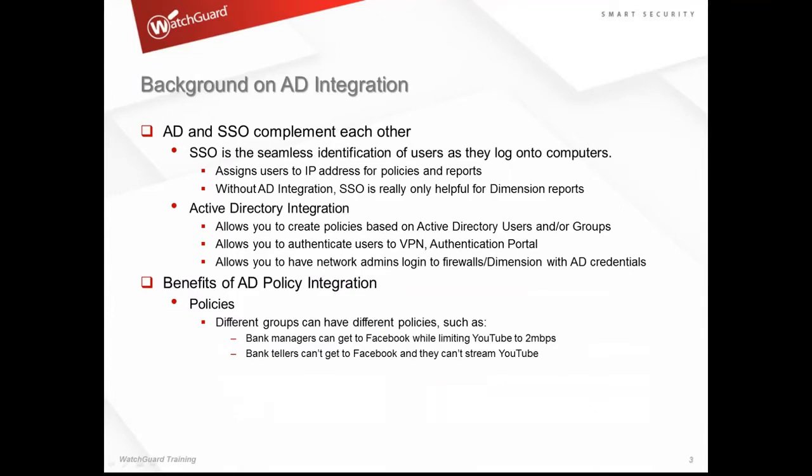Some of the benefits of the Active Directory policy integration, obviously one of the more common ones, is that different groups can have different policies. So as we look at that bank environment, bank managers can get to Facebook while limiting YouTube to 2 megabits per second, or we might want to give another policy to bank tellers where they can't get to Facebook, they can't do social media, we want them extremely secured down, and they can't stream YouTube.